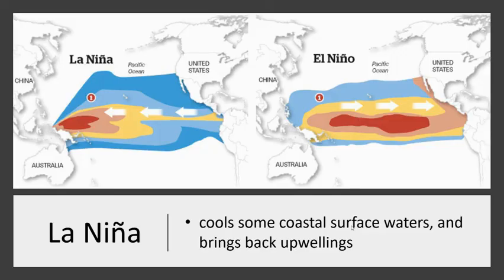Now there is also La Nina. So we were talking about how the water gets pushed away from South America toward the ocean where it warms up. Well, that can also be accelerated or exaggerated, and that's what's called a La Nina event. So in this, it cools some coastal surface waters and brings back the upwellings.